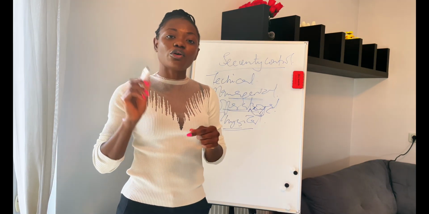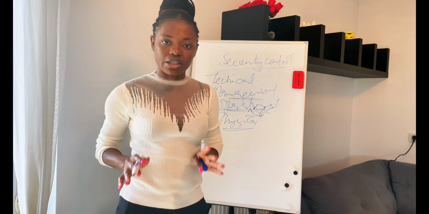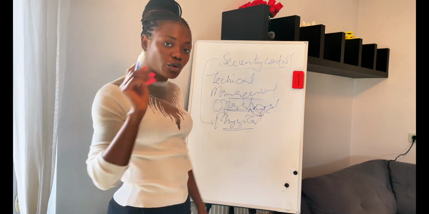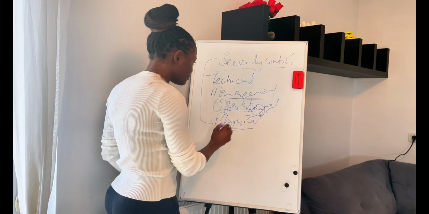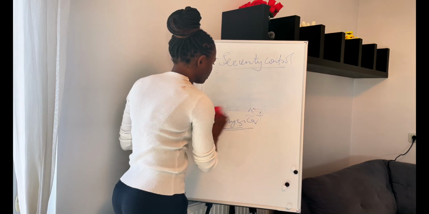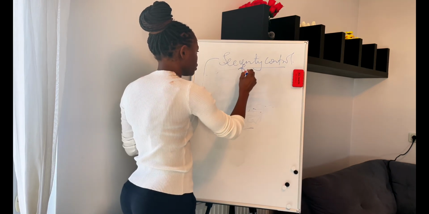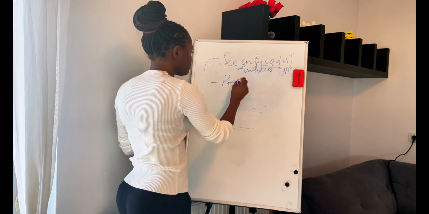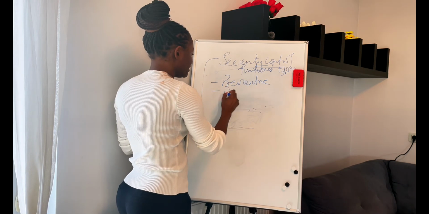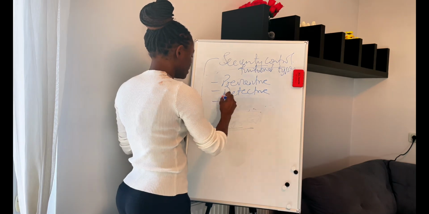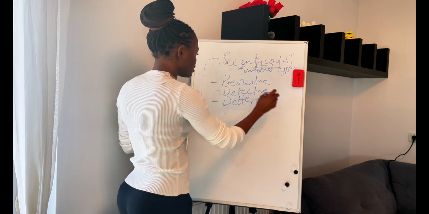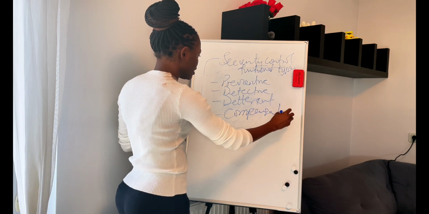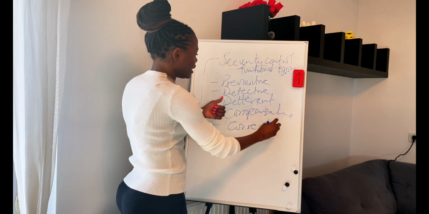Now we have security control functional types. And these functional types, all of them are just English words, and I will explain them briefly. So we already know the four security controls we have. Now, their functional type is based on their function. Based on their functional types, we have preventive, detective, deterrent, compensating, and corrective. So they are English words.